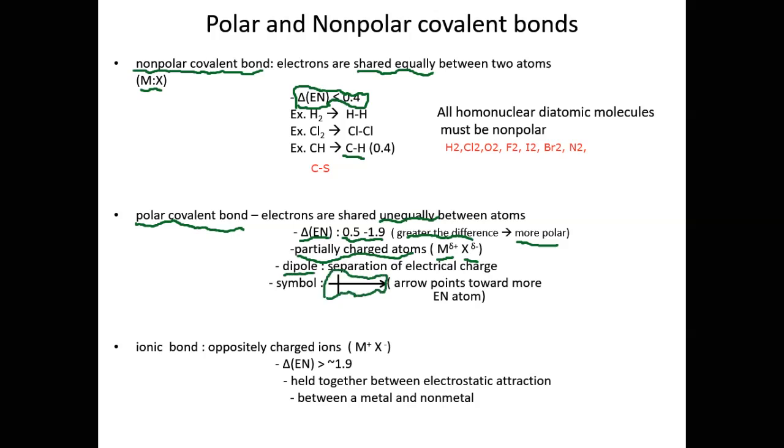So for example, if we have the C-F bond, F is more electronegative than carbon, and this is a polar bond, so the dipole points towards the fluorine. For the electronegativity difference, you just take the absolute value. So 4 minus 2.5 equals 1.5.